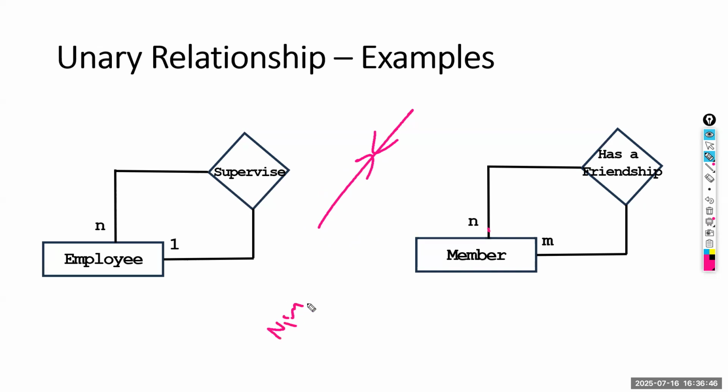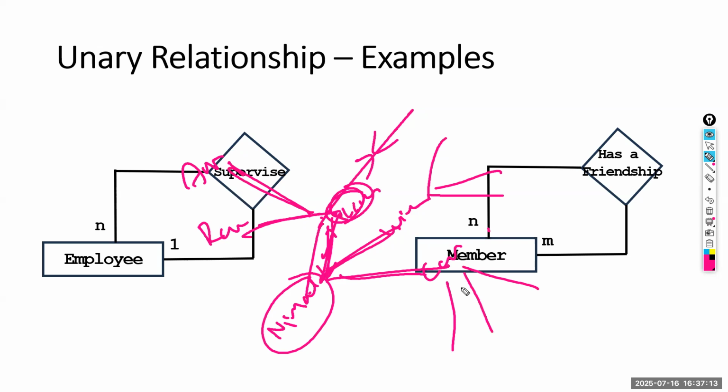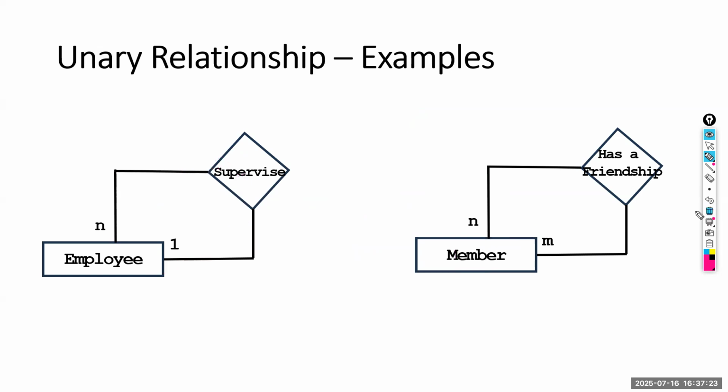It's like Nimal has friendship with Kamal, Vimal, Chamal. While at the same time, Kamal has friendship with Nimal and maybe Ravi and Anu. You can see one to many. And this guy also one to many. These guys also have like that. And of course, these guys will also have like that. And it's like a network. So friendship is between two instances of the same entity called member.